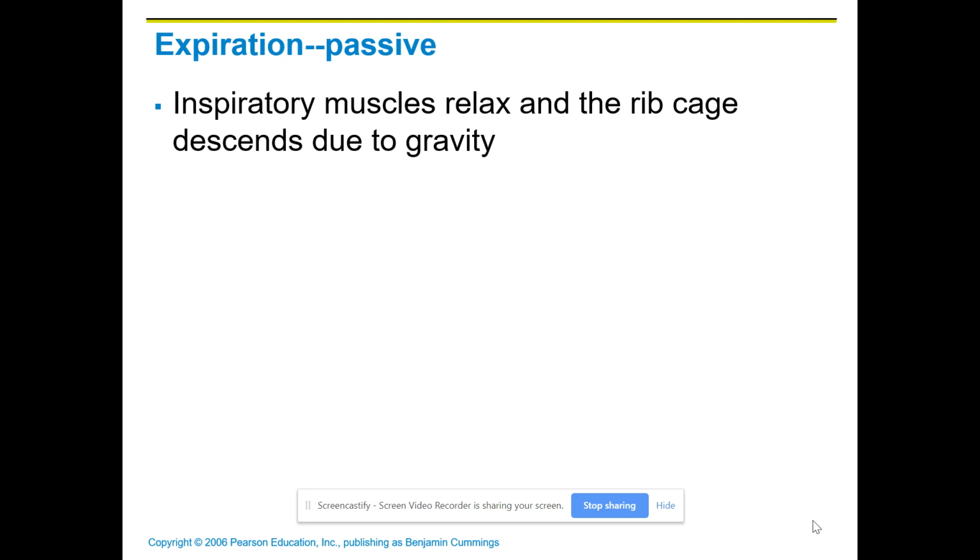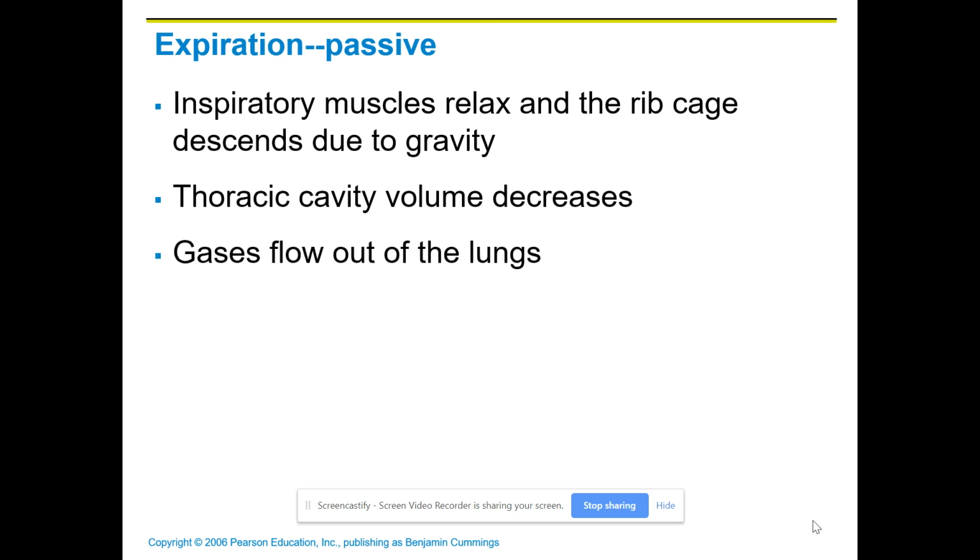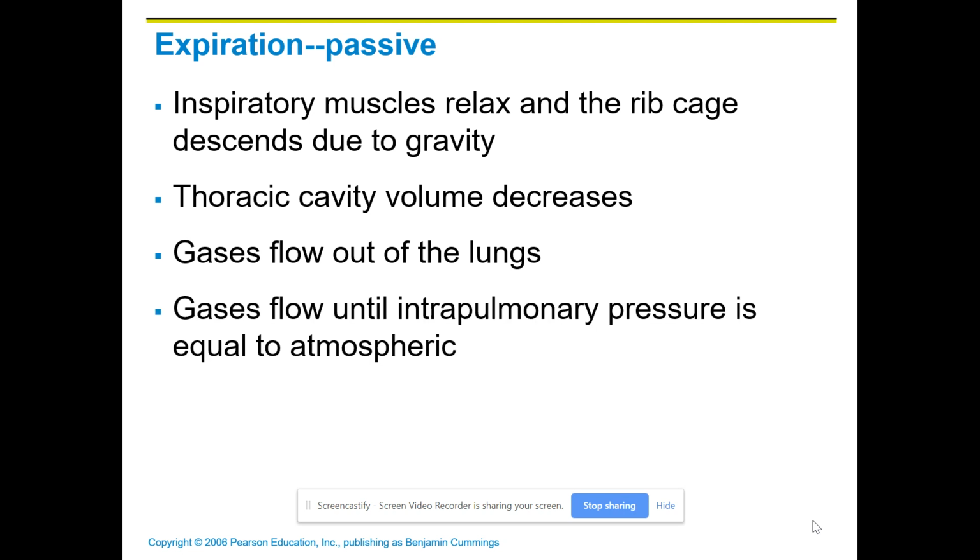Once you decide to breathe out, what happens is the inspiratory muscles relax. All of the muscles relax, and so the volume is going to decrease. Again, using Boyle's law, when volume decreases, pressure goes up. And now the pressure on the inside is higher than the outside, and so air flows out. It's going to continue until they're equal to each other.